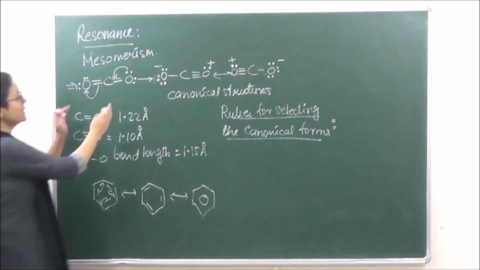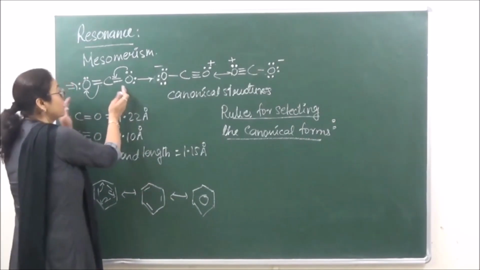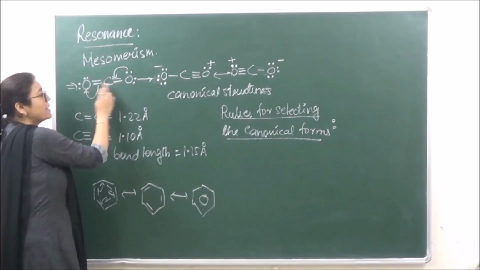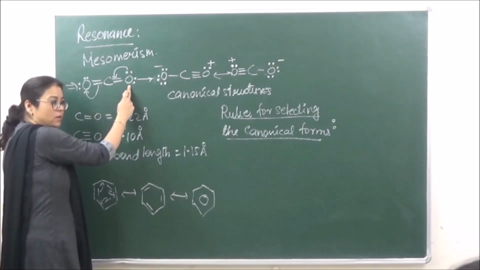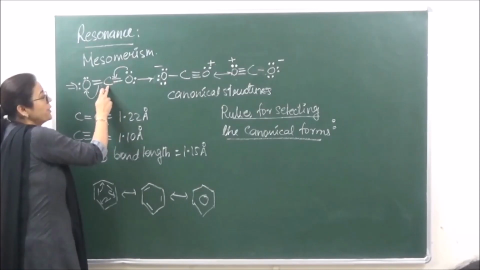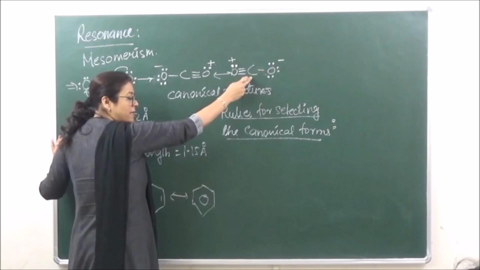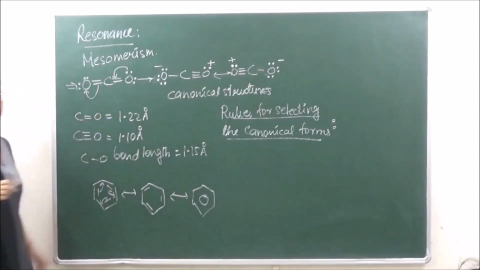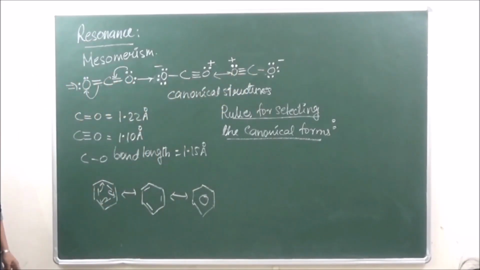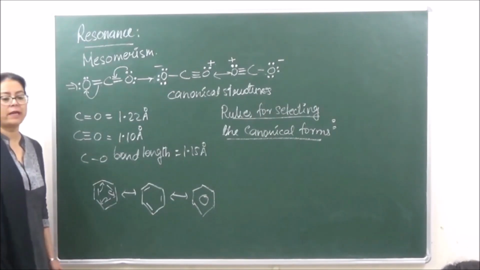So when we are looking at the skeleton structure over here, the position of the atoms should be the same. Okay, you can see over here कि carbon is in the center, here also carbon is in the center, here also carbon is in the center. So the skeleton structure of the molecule does not change, right? They should differ only in position of electrons.